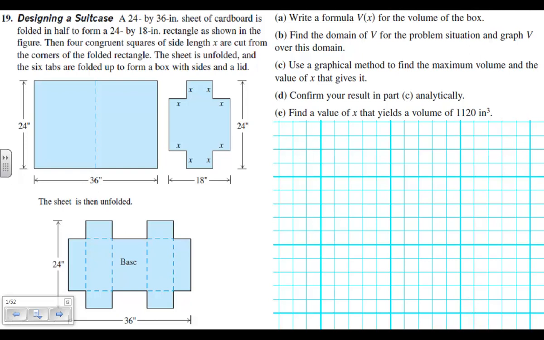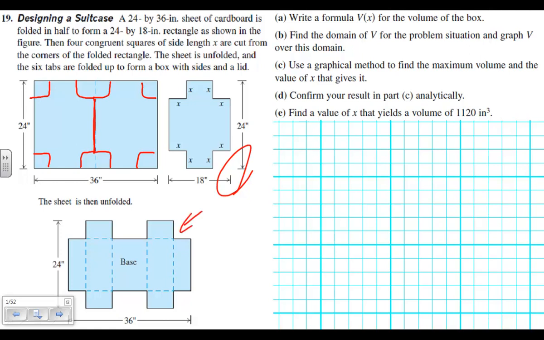So here is problem number 19 from section 4.4 in our calculus book. The idea is that we're going to make a suitcase by taking this template here and putting it twice on this sheet of paper. So if you can imagine, we're going to put this template here, and then we're going to do that template again. And when we do that and take out these corners, we get this shape right there.